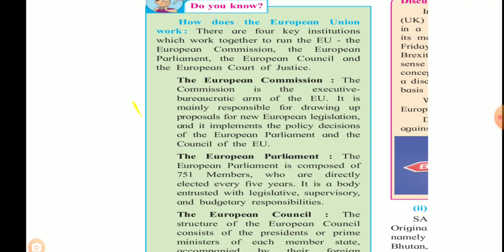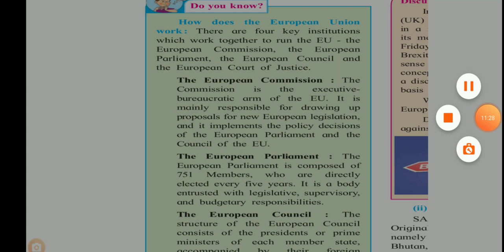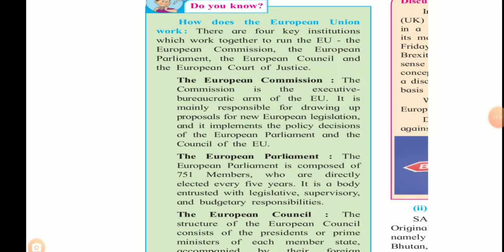Give title, the European Parliament. Now the answer is: the European Parliament is composed of 751 members, comma, who are directly elected every 5 years. Full stop.